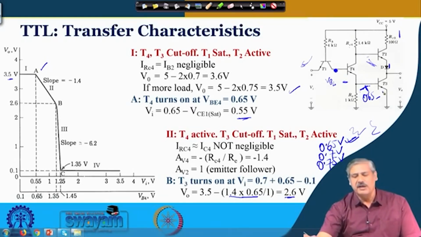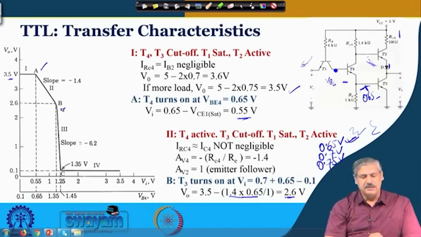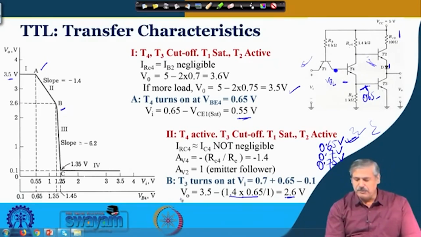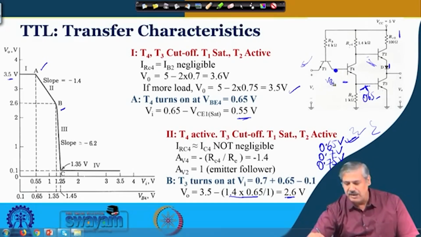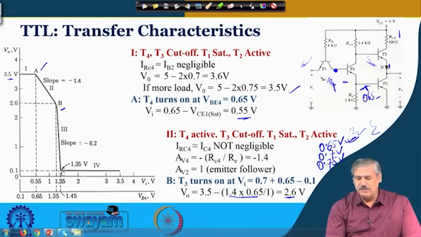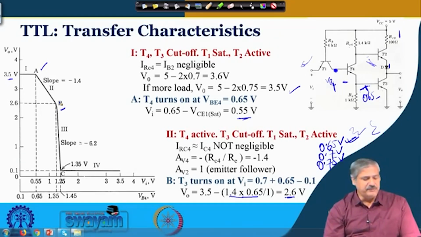So, when it just begins to become on, at that time this is the point that B is reached, that is your 2.6 volt, and at that time the input voltage is 0.7 volt over here and 0.65 volt over here, that is 1.35, that is VB4 that is required, and minus the saturation voltage over here 0.1 volt, that is 1.25 volt, that is what you will see at this breakpoint B. Is it clear? So, these are the two zones, how they can be defined.